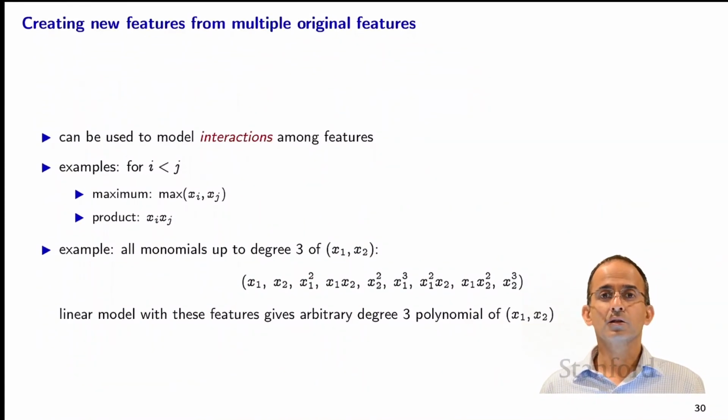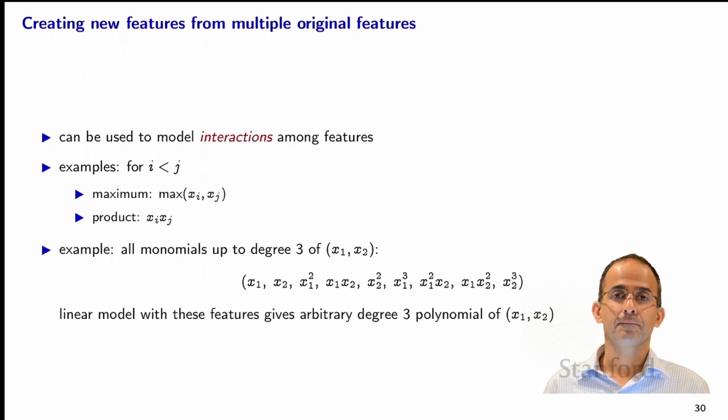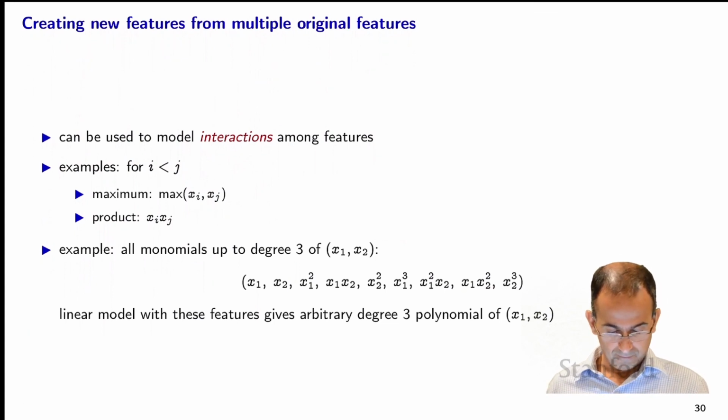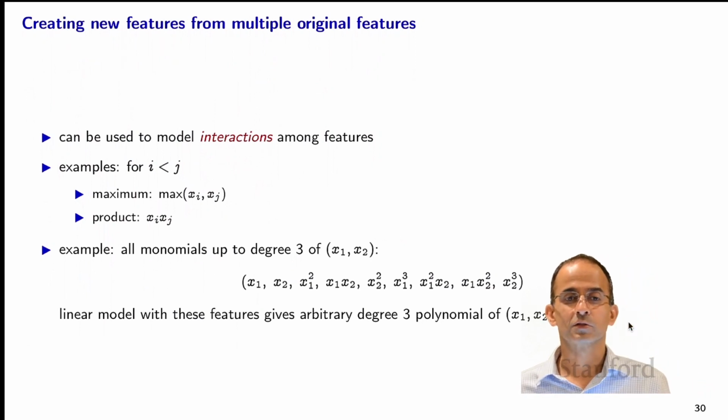Another thing one can do is create new features from multiple features. So we can model interactions among features. So, for example, you might create all products xi, xj, or you might create the maximum of xi and xj. You can also create all the monomials of degree 3 or less, x1, x2, x1 squared, x1 x2, and so on. And that would give us an arbitrary polynomial of degree 3.